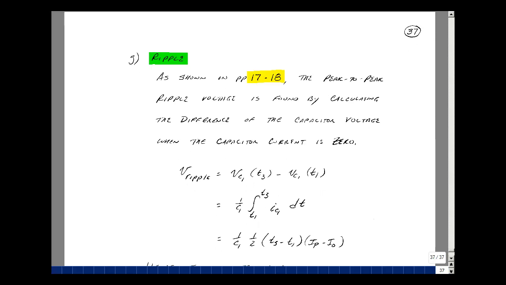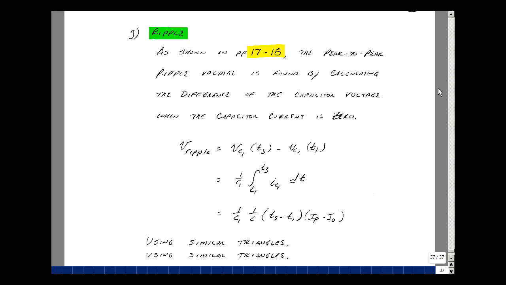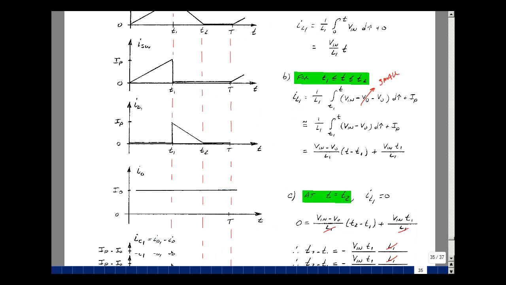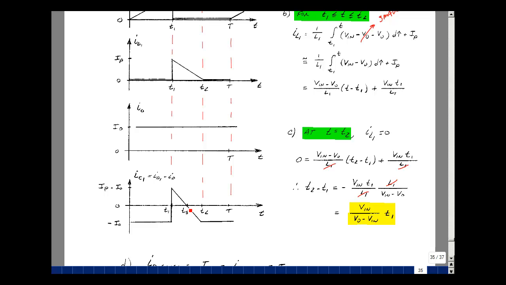Lastly, we can find the ripple like we did back on pages 17 and 18. And that's the integral of the capacitor voltage when the capacitor current passes through 0. And that was again T3 and T1, just like it was in the last case. So we're going to get the difference of the integrals, and so that's going to be 1 over C1 integral from T1 to T3 of I sub C1. Let's go back to page 35. Find the area underneath the curve, so it's going to be T3 minus T1. And then the difference of this and this, which is going to be I sub P minus I0. And then times 1/2. So 1/2 the base times the height, and then dividing that by C1. That'll be a ripple voltage.